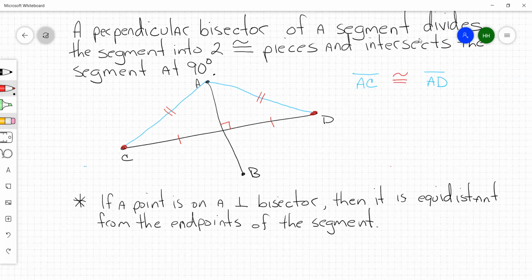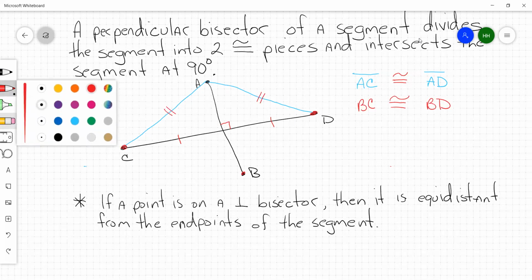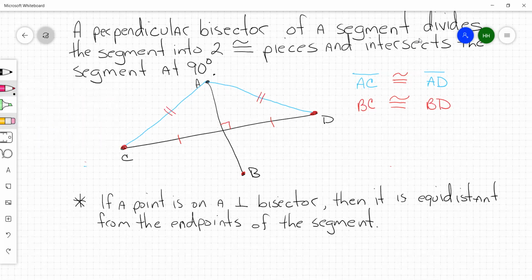What can you say about BC and BD? What do you know about BC, the distance from B to C, and the distance from B to D? They are congruent, because B is on the perpendicular bisector, isn't it? Let's try this. We'll go with purple. Doesn't really look it. How about point E? What can we say about EC and ED?